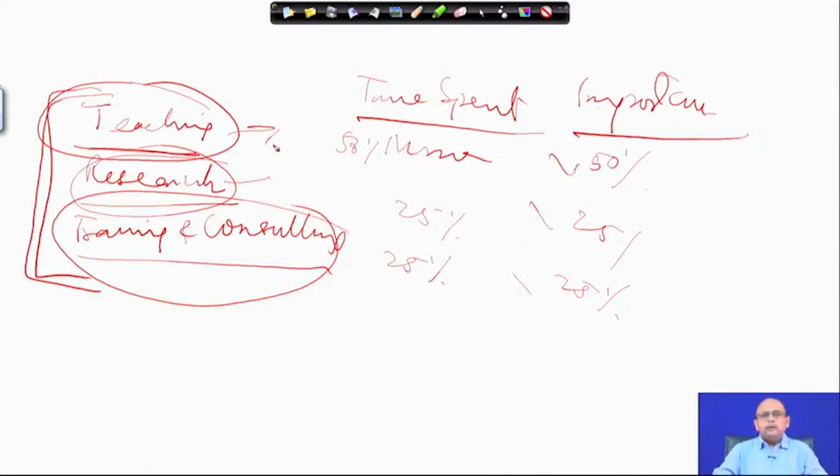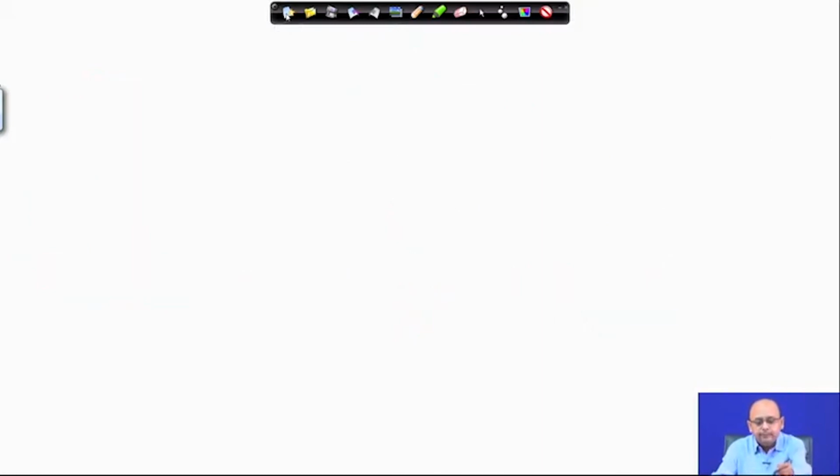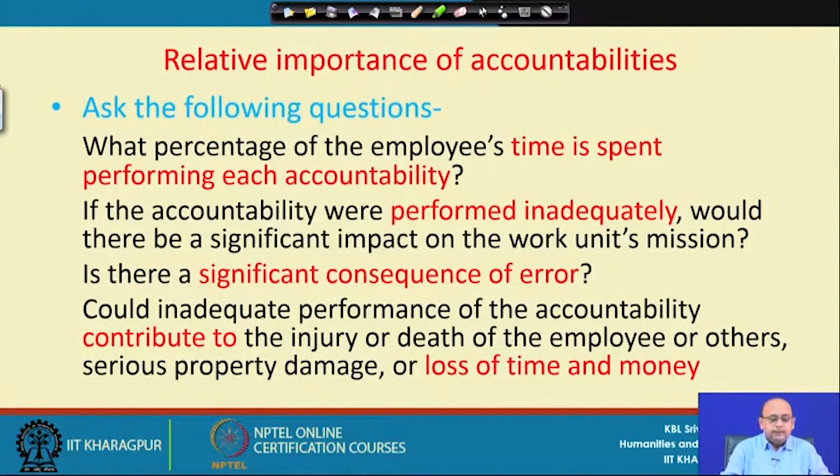So, what I am trying to tell you here is that when you are going to identify the relative importance of this, you need to look at how much of your time you are going to spend on each accountability area, and how each of these accountability areas contributes to your job performance. Okay. So, whether it is having a significant impact or not, that is one thing, and what is the difference if there is any error or not.